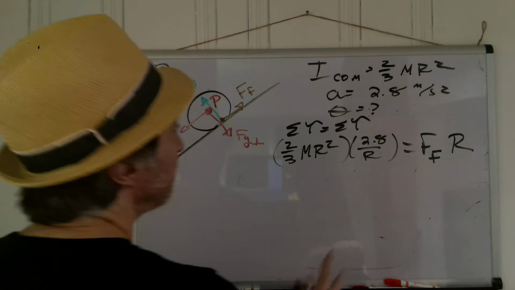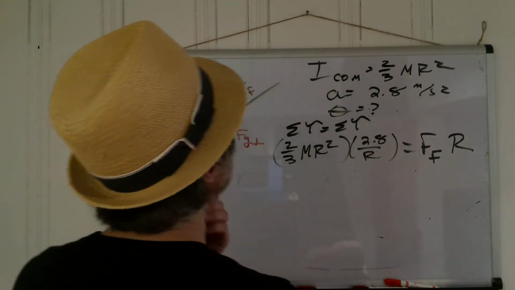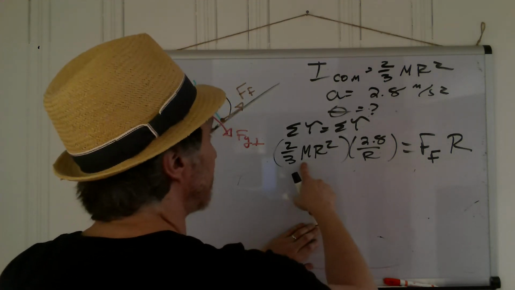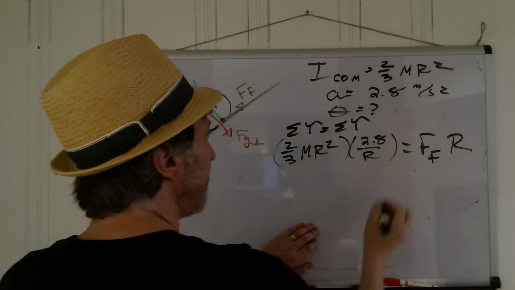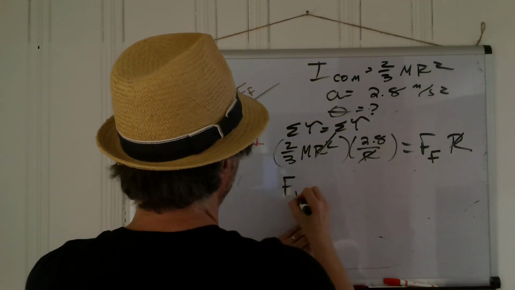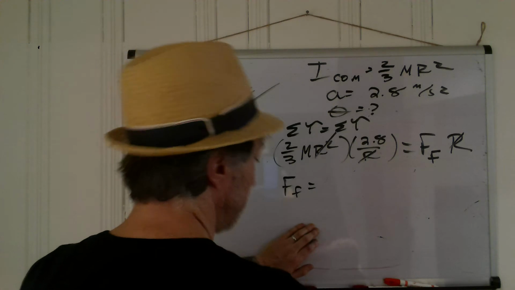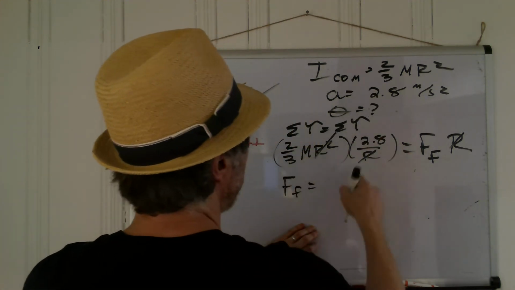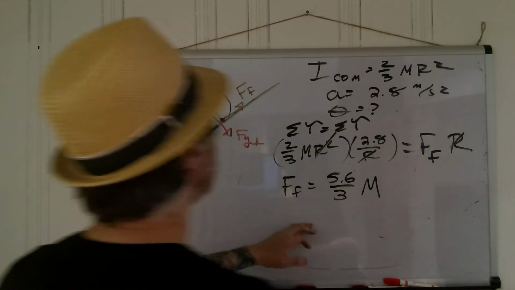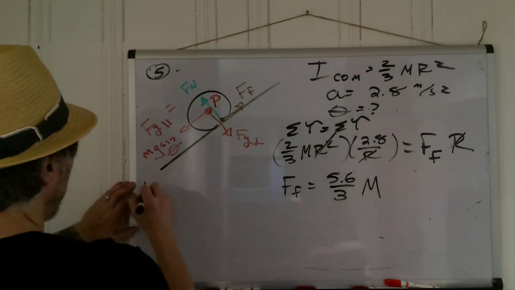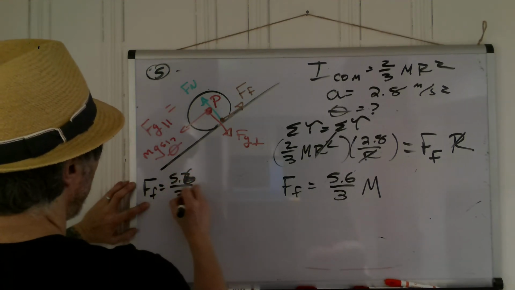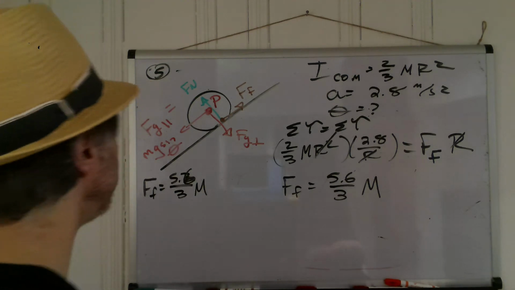Okay, so let's simplify this math. So let's see. Oh no, we're not, because we don't know our mass. R again. Well, this still might not be bad. All right, so let's cancel everything out. The R's cancel, and we get that the force of friction is 2 times 2.8, which is 5.6, over 3 times m. All right, so there's our force of friction. Let's make a note of that. Force of friction is 5.6 over 3m. All right, yeah, that didn't help me any.